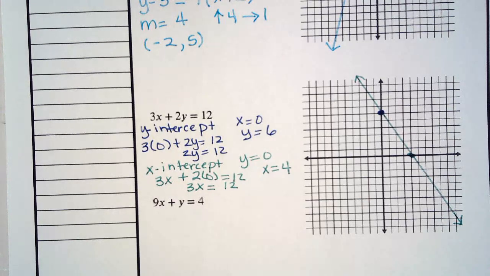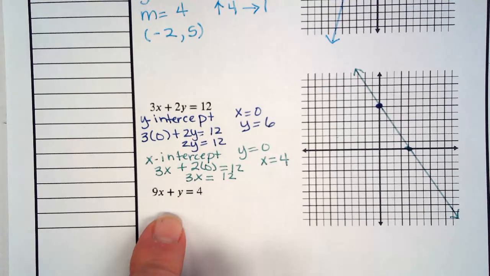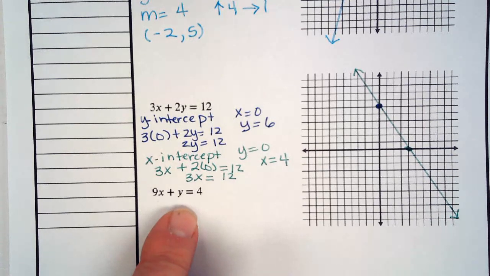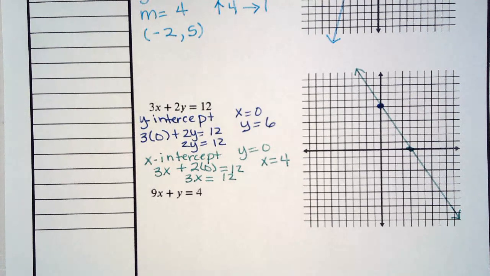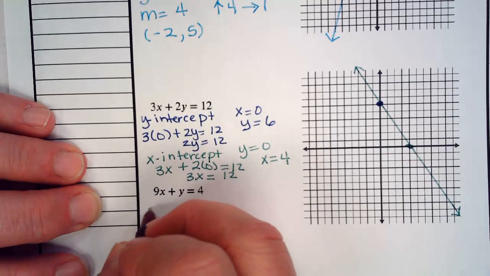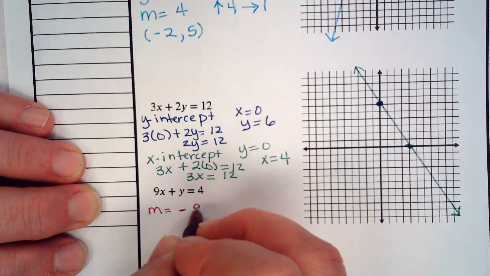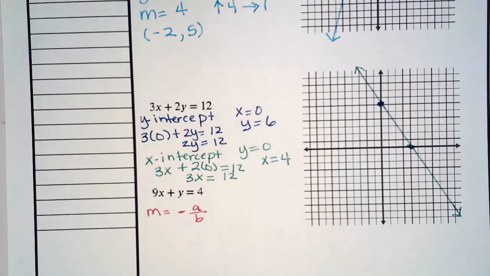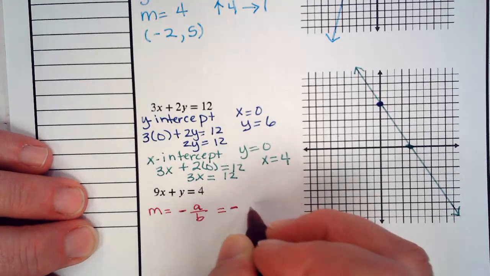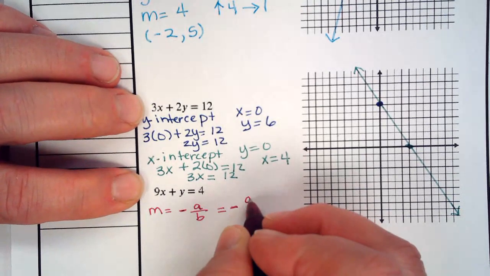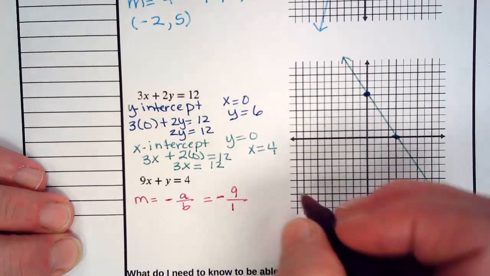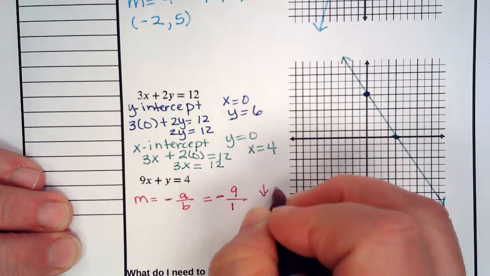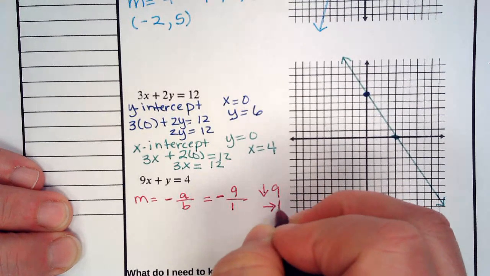Okay, for the next one, this is almost as simple, just to subtract 9x from both sides and change it into that y-intercept form. But we want you to get practice of finding the slope and then finding a point on the line. So for my slope, it is the opposite of a over b. We know that it's the opposite. A is 9, b is 1. So we've got a slope of negative 9 over 1. So that is down 9 and then right 1.